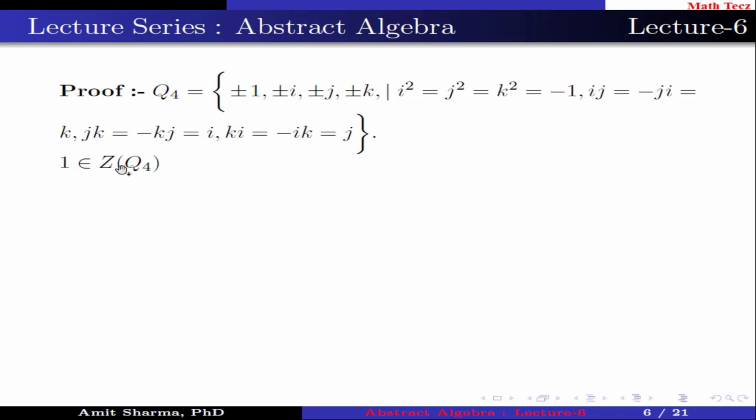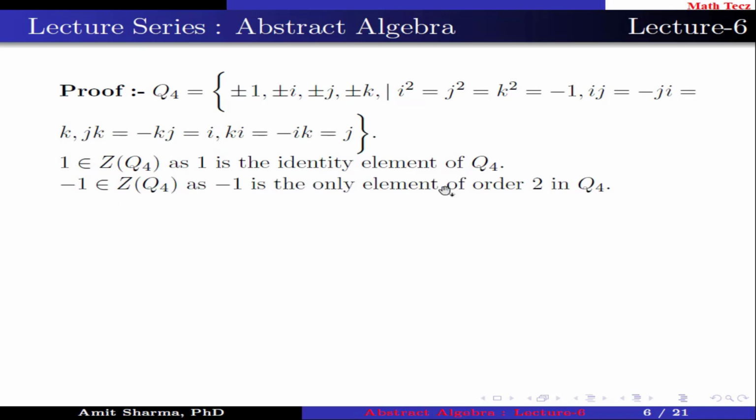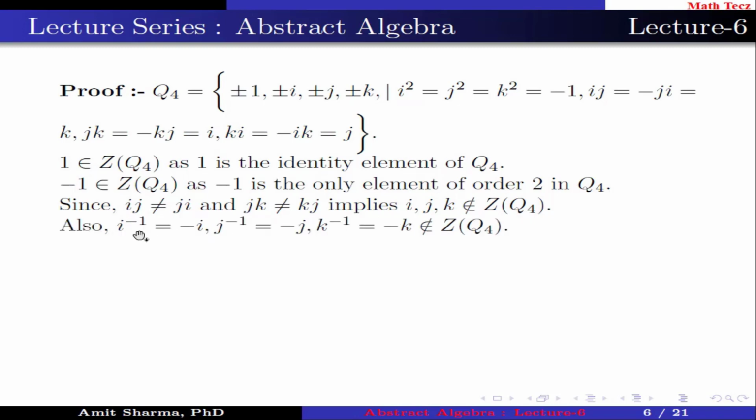Now 1 belongs to the center of Q4, as 1 is the identity element of Q4. Minus 1 belongs to the center of Q4, as minus 1 is the only element of order 2 in Q4. Since i times j is not equal to j times i, and j times k is not equal to k times j, this implies i, j, k do not belong to the center of Q4. Also, i inverse is equal to minus i, j inverse equals minus j, and k inverse equals minus k, which also do not belong to the center of Q4, because the center of Q4 is a subgroup of Q4.